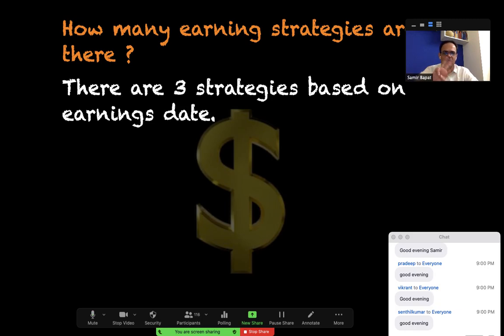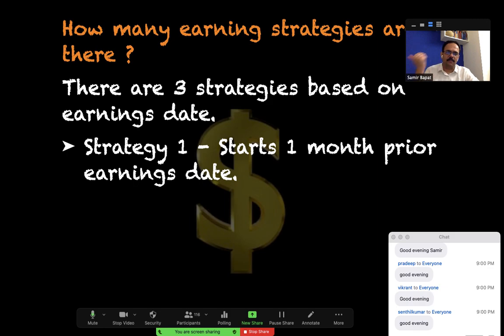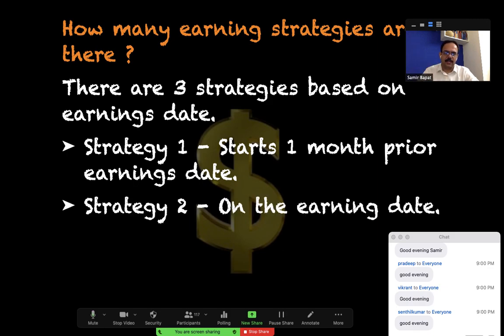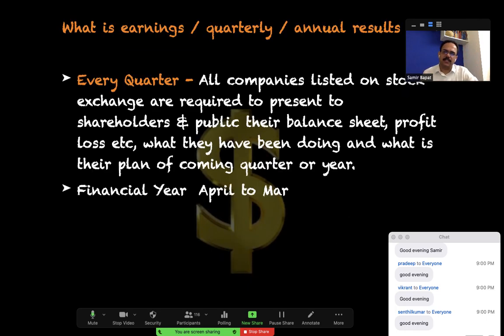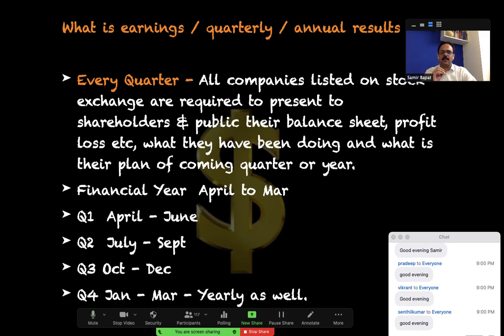So there are three strategies, like I said. One we covered on Tuesday, second we are covering today, and third we will cover in the coming week. That will cover all three strategies related to earnings, how we can use earnings, and why we are using earnings is very simple. Every quarter the companies declare their results, so it is not a secret when it is going to happen.